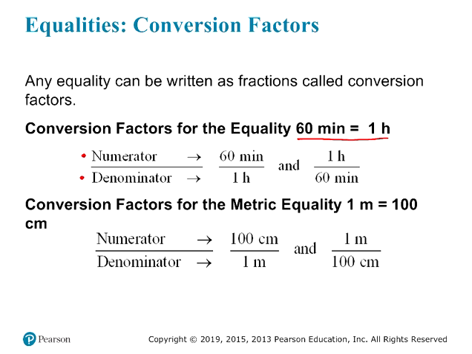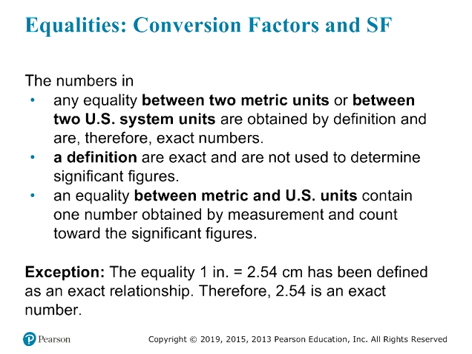Now another example, 1 meter is equal to 100 centimeters. We could do the same thing that we did before. We could write two different conversion factors. One where 100 centimeters is in the numerator and 1 meter is in the denominator, or we could put 1 meter in the numerator and 100 centimeters in the denominator. So we have two different ways to express that equality.